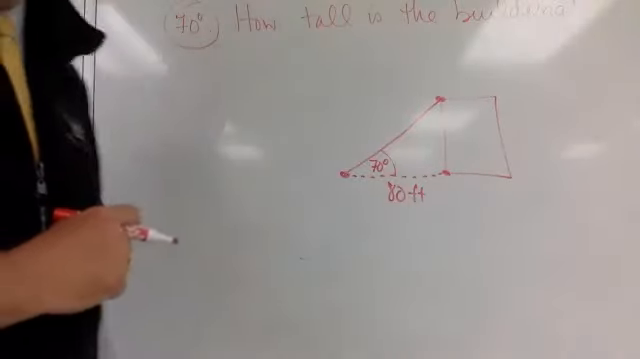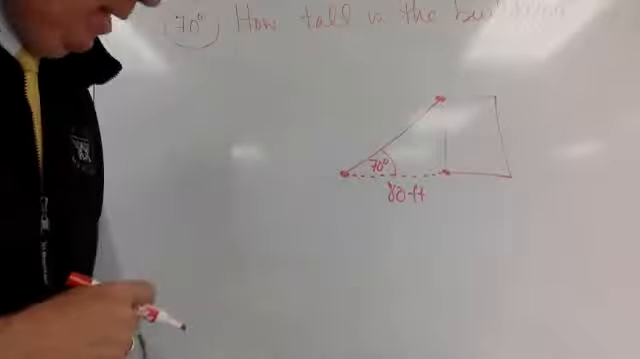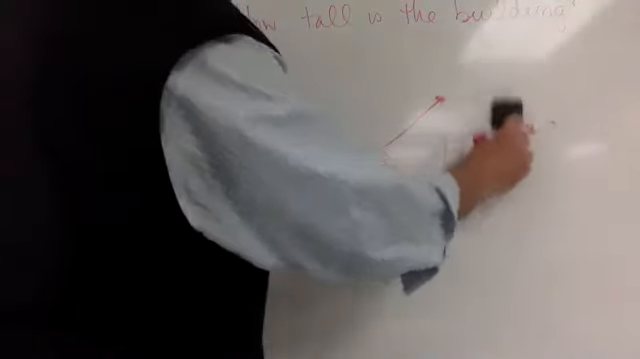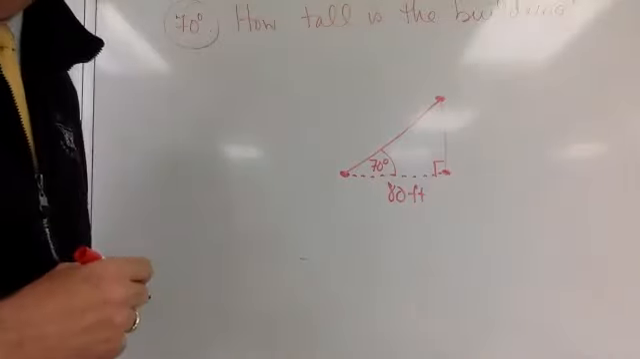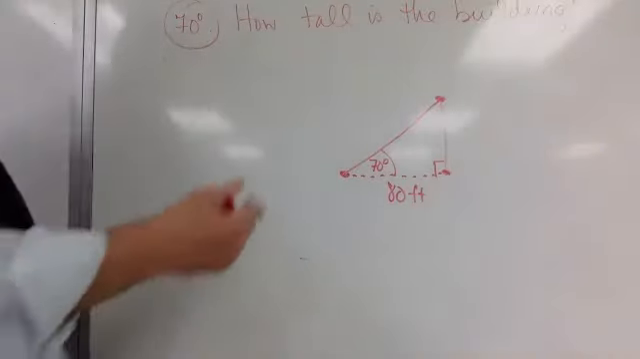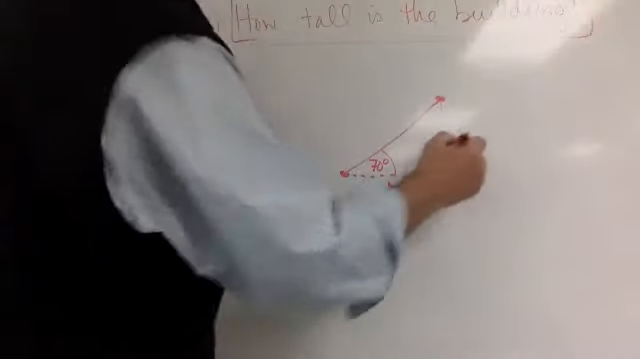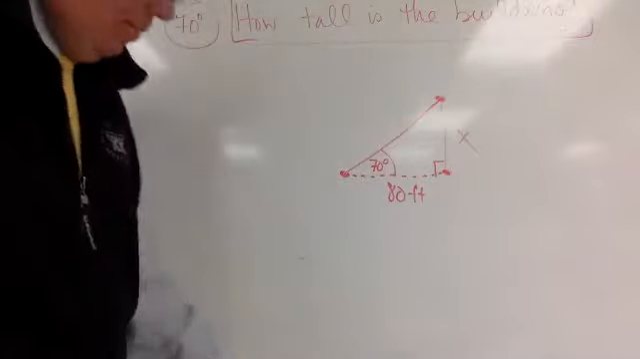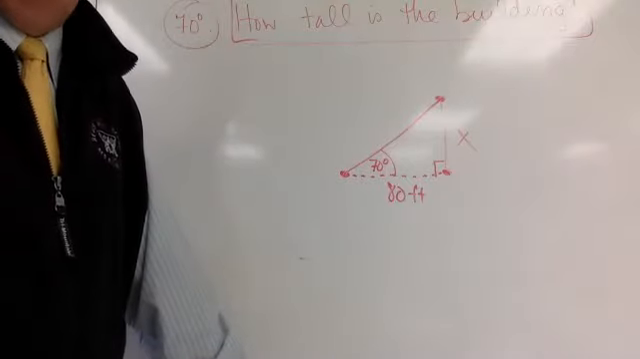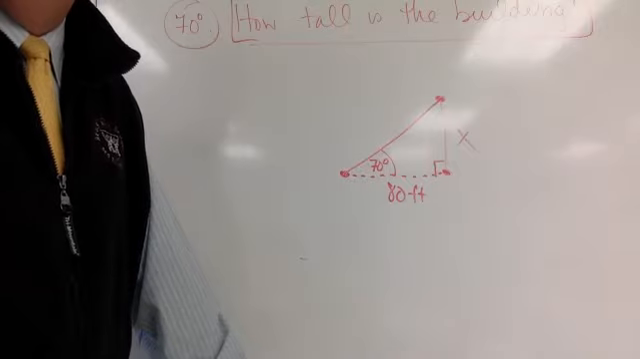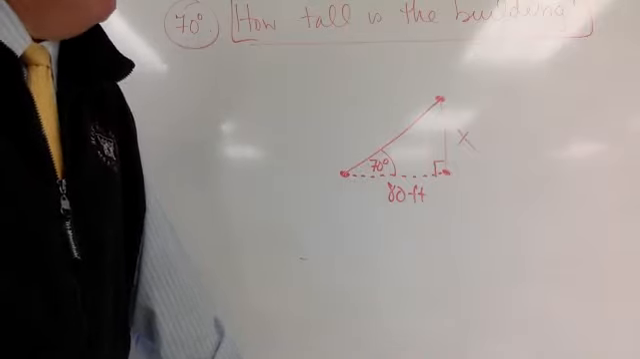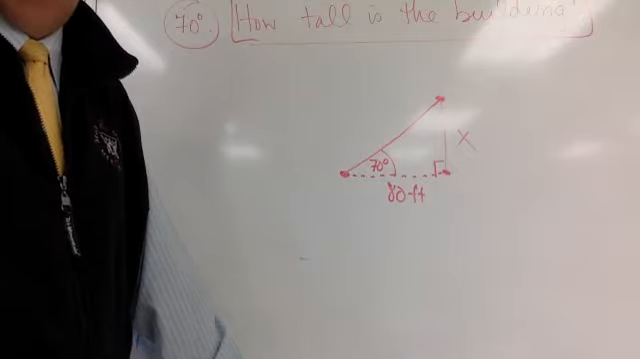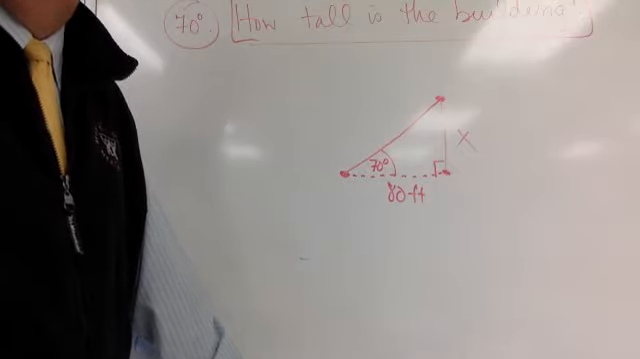Can you guys all see that? All righty? Now watch what you do. Just get rid of the rest of the building. And what do you have? You have a right triangle. All righty? Now, what's the last question? How tall is the building? So there's your data. Now, based on that data, what trig ratio would you use? Sine, cosine, or tangent?